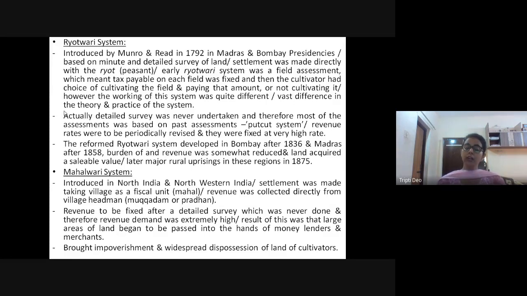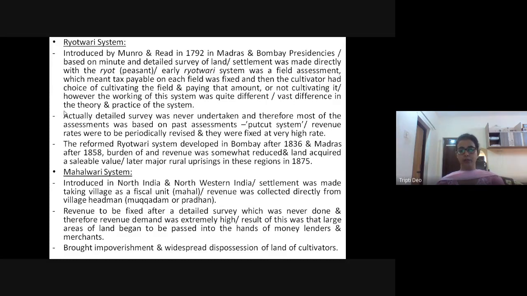So what these officials were supposed to do was, they were supposed to do a survey of the land, which they never did. And on the basis of the survey of land, they would fix a revenue or they would decide a revenue, which of course was not fixed.